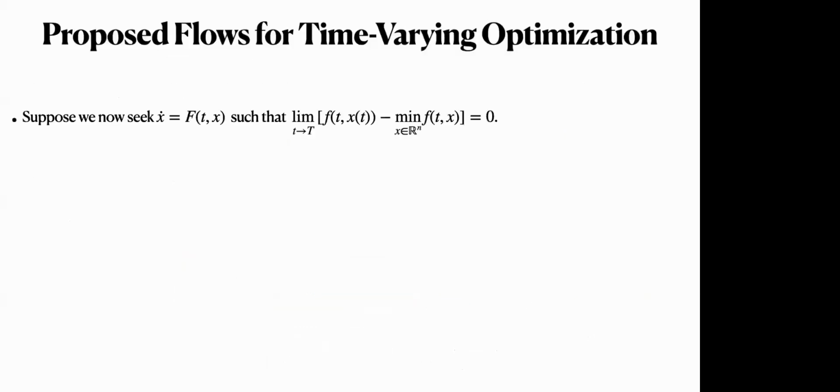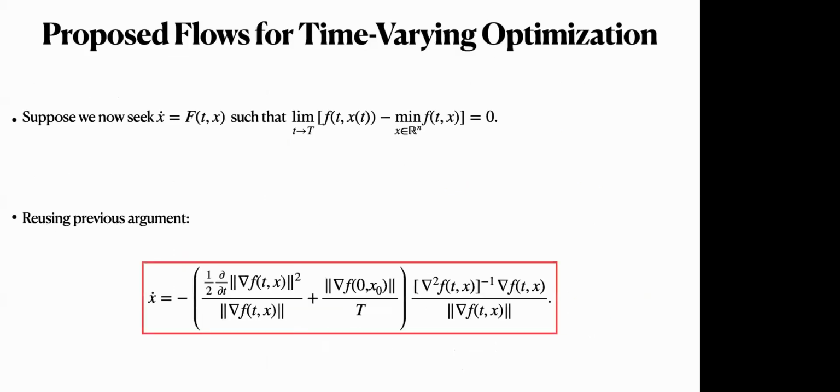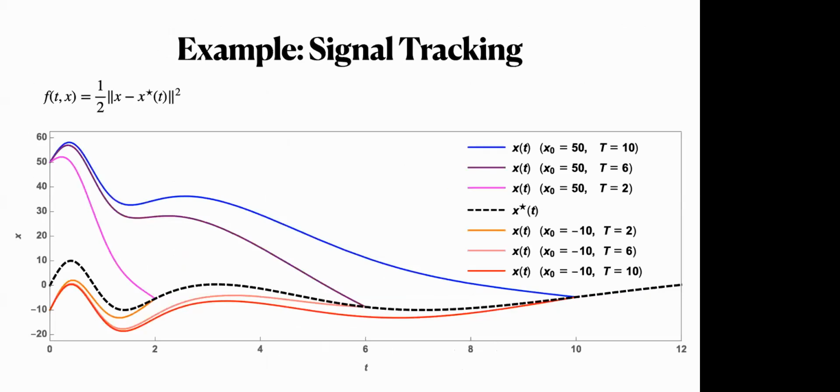Next, we extended our results to time-varying optimization, in the case where the cost function is non-stationary and the flow looks like this, by simple revisions of the previous argument. Here's a quick example where the solution is time varying. As we can see, no matter where we start, for instance at position 50 or minus 10, we can choose to converge at exactly time 2 or 6 or 10, exactly as we wish.